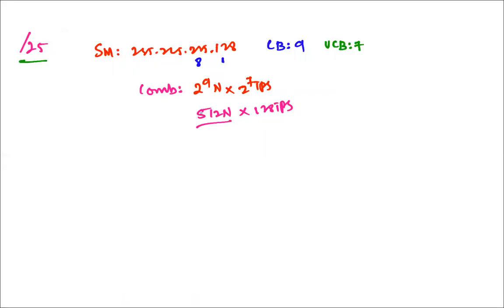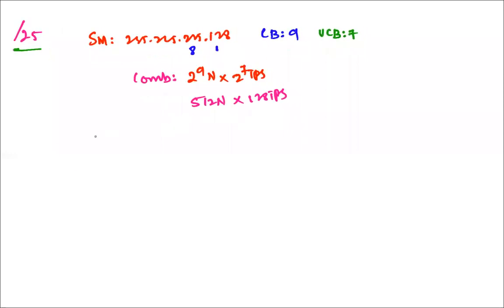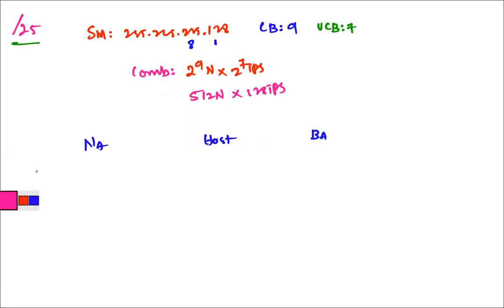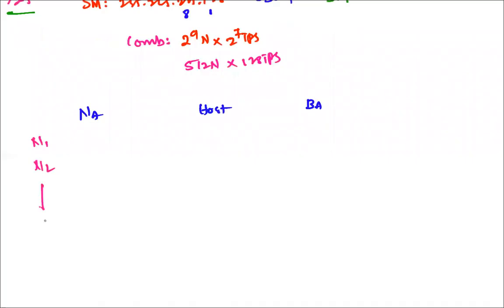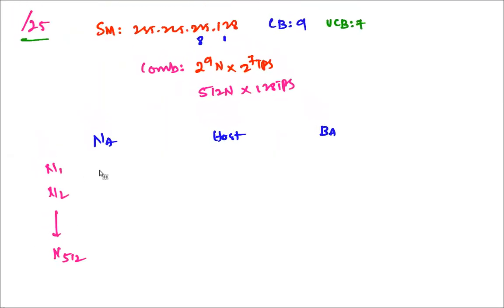Okay, let's try to understand this here. You're going to have network address, host IP, and then broadcast address. We're going to have all the way from network number 1 to network number 512. We're going to have 512 networks, right? What is the first network?